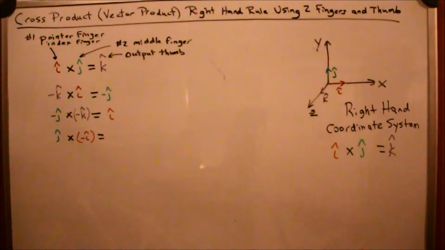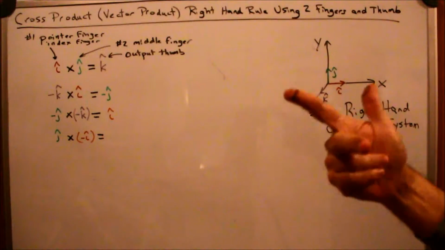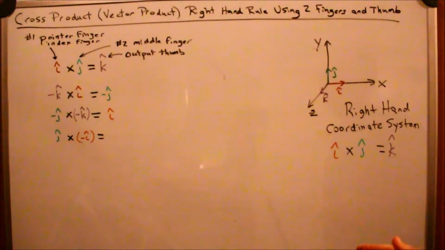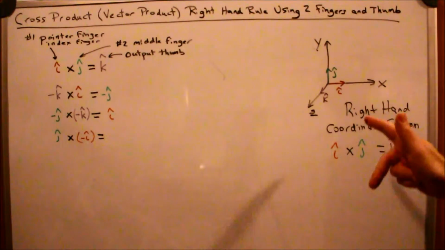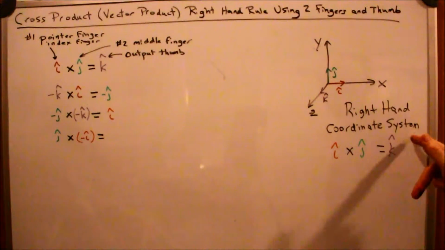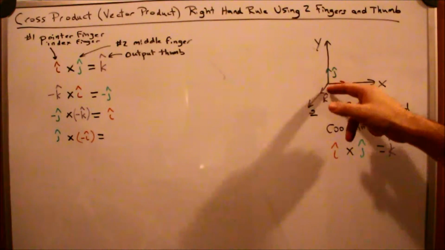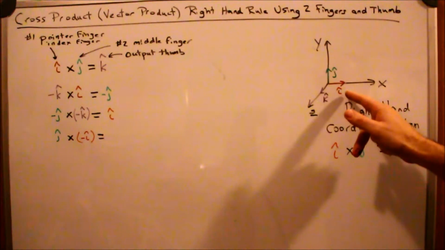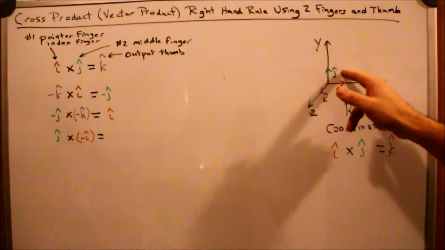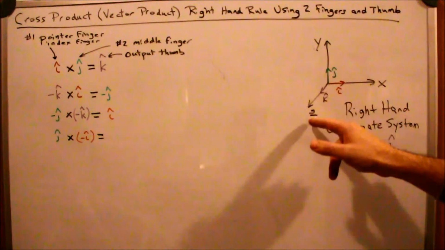In this short video, I'm going to talk about using the right hand rule with 2 fingers and a thumb to do a cross product with the vector product. The first thing you always make sure is you have a right hand coordinate system. A right hand coordinate system has the x direction, the y direction, and the z direction. The i hat is the unit vector in the x, j hat the unit vector in the y, k hat the unit vector in the z.